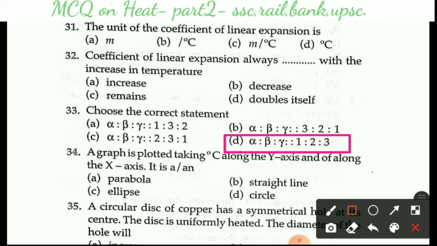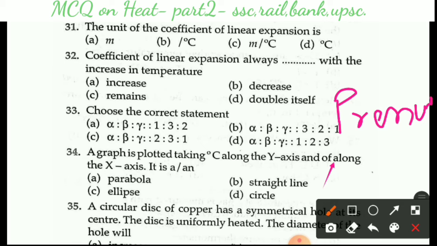Next question is question number 34. A graph is plotted taking degree Celsius along the y-axis and pressure along the x-axis. It is a dash. A: parabola, B: straight line, C: ellipse, D: circle. The graph between temperature and pressure is always a straight line, so option B is the correct answer.